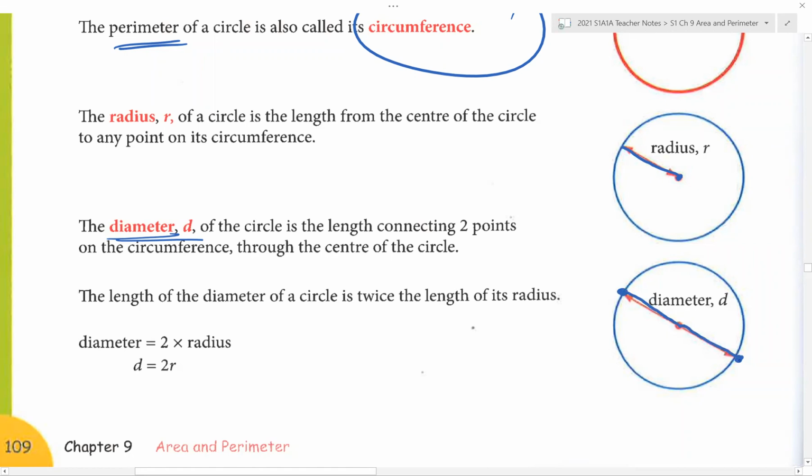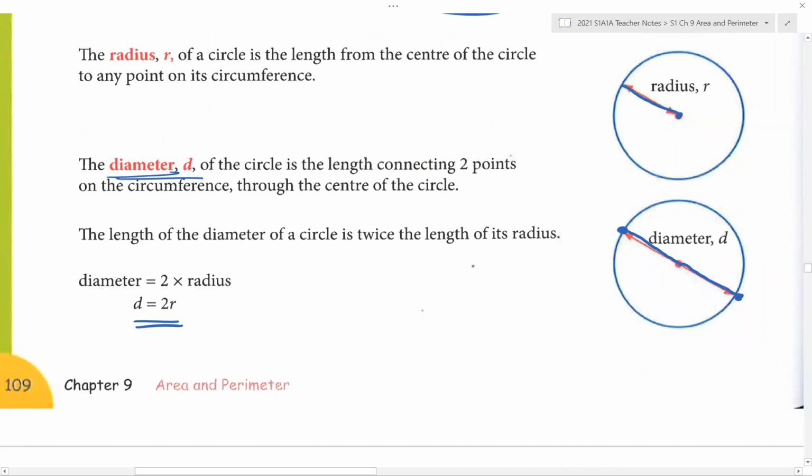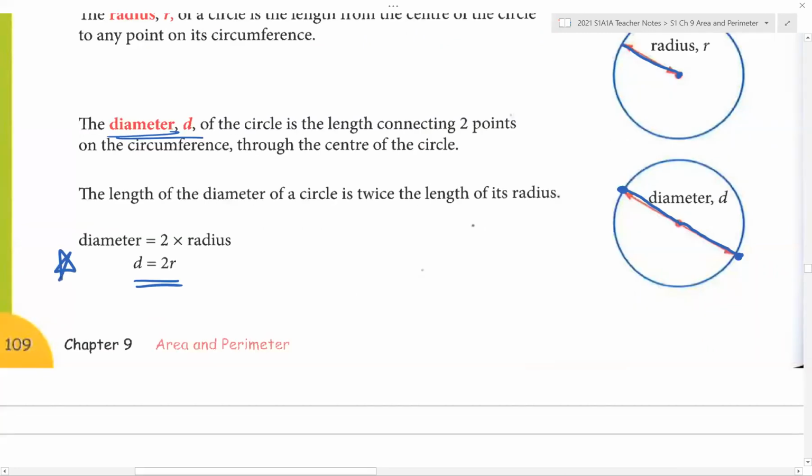Diameter is just 2 times of the radius, as shown over here. Okay, please put star over here for diameter. Diameter equals to 2 times of the radius. Later we'll go through circumference of a circle in a short while. Not any questions so far?